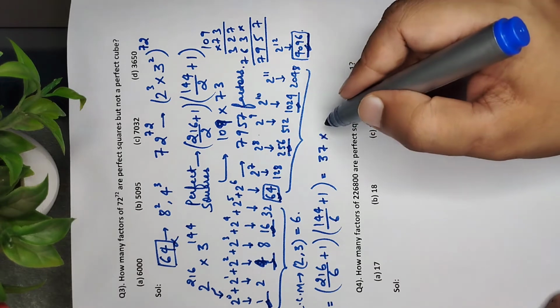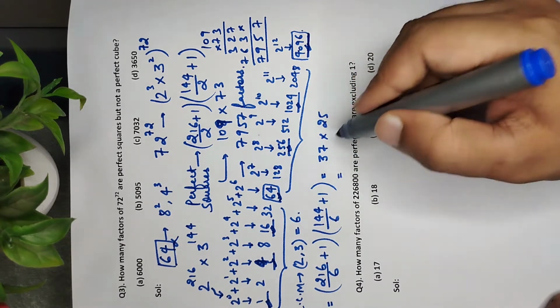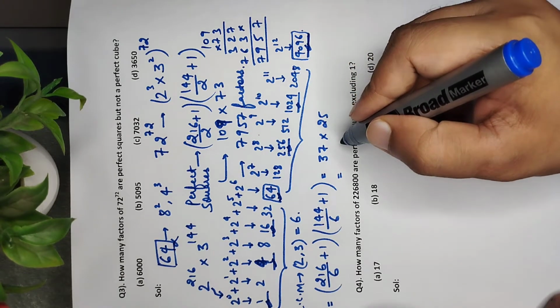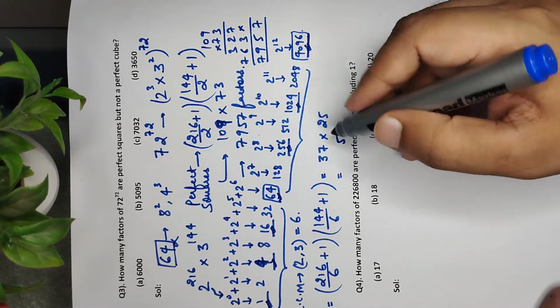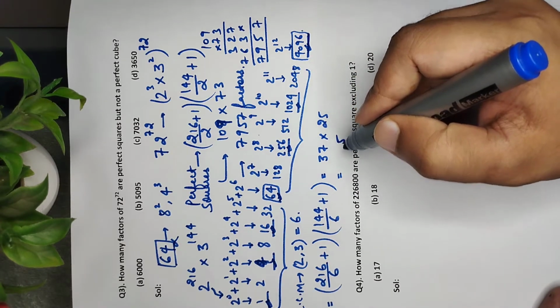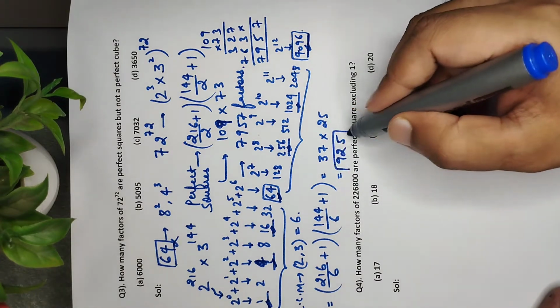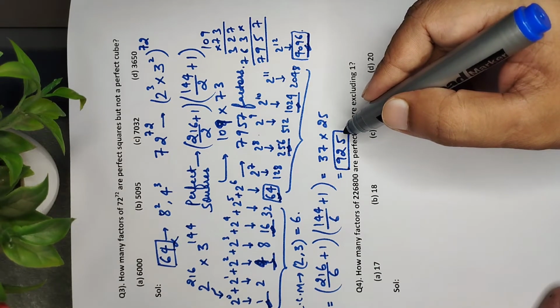37 multiplied by 25, and this will be equal to 25 7 times is 175, then 25 3 times is 75. This is equal to 925. So 925 factors are there which are perfect squares as well as perfect cubes.